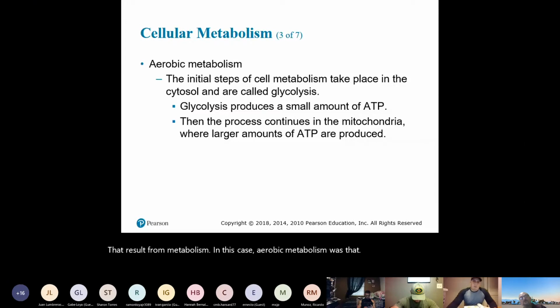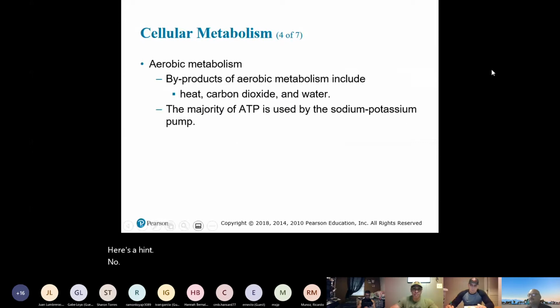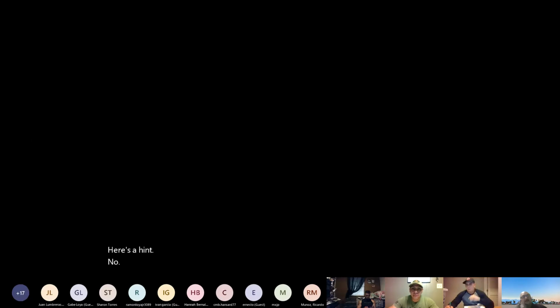What were those waste products? So what are the waste products as a result of aerobic metabolism? Heat, carbon dioxide, and water.